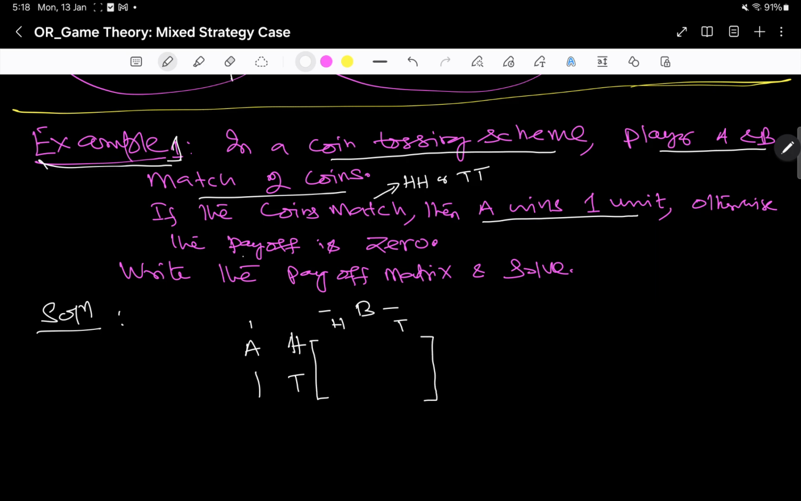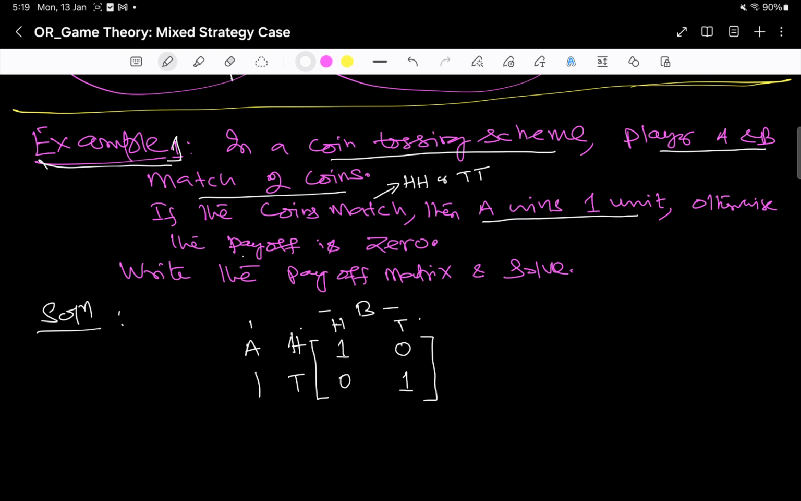Now if head and head match, then player A wins 1 unit. Since A wins, it is +1. If B wins, then it is -1. If it doesn't match, head and tail, it is 0. Similarly tail and head doesn't match, so it is 0, and tail and tail match means A wins 1 unit. If B wins 1 unit, we write -1. If A wins, we write +1. So this is my payoff matrix.